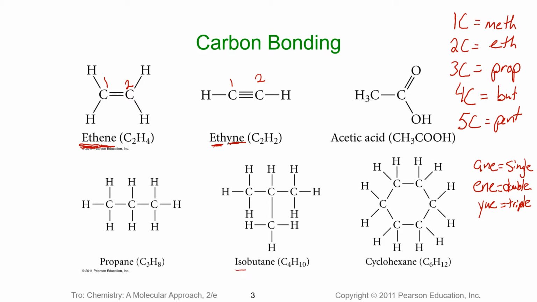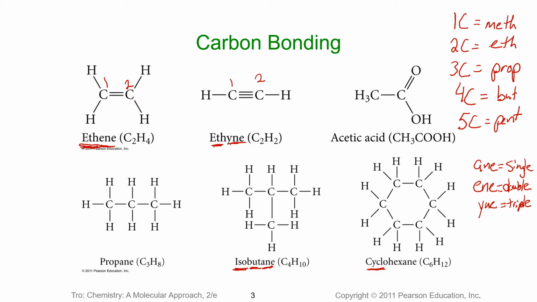If we have the word iso, iso means that it's branched, so there's a carbon coming off of another carbon. In this case, isobute means there's 4 carbons with a branch, and the ane means that it's all singly bonded. So isobutane, it's all singly bonded with a branch coming off of it. If it says cyclo, that means that we've formed a circle.